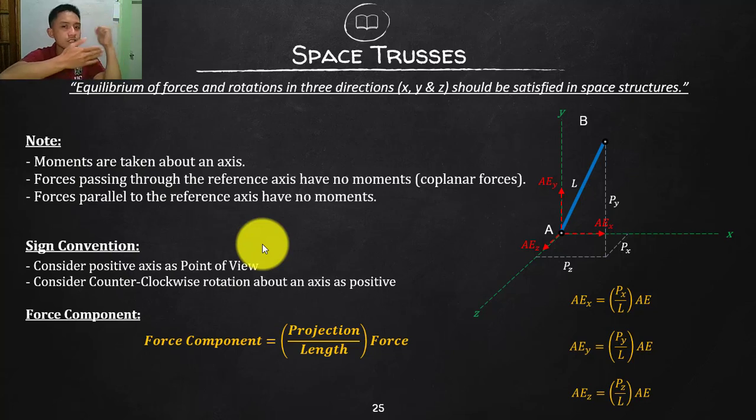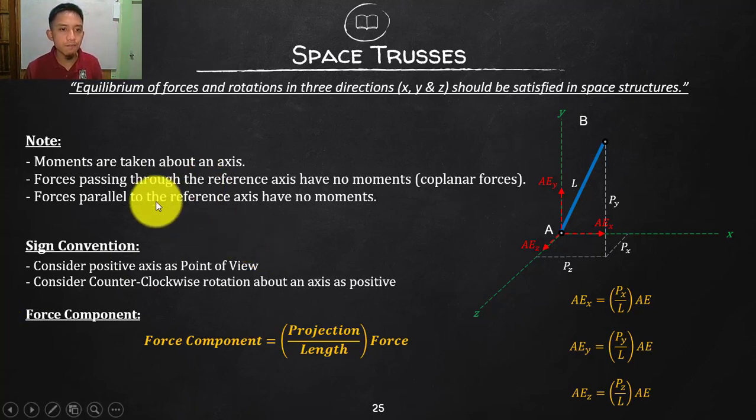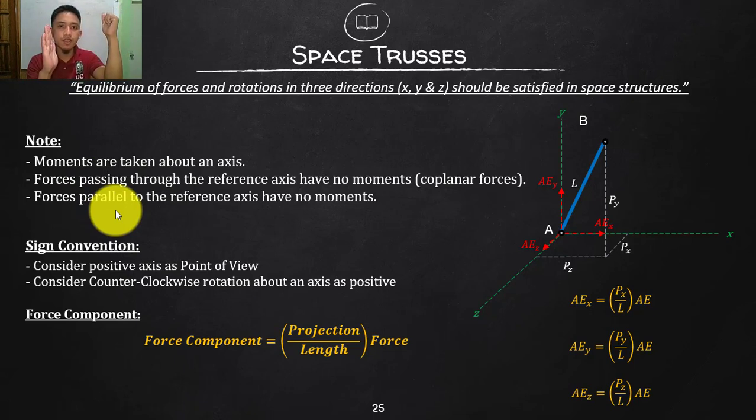In other words, that will only happen if we have coplanar forces, if the force is coplanar with the axis. Coplanar means they are on the same plane or on a flat surface. And that is also the same if your force is parallel with the reference axis. So if this is the axis and this is the force, there is no moment. Why? Because, of course, they are parallel.